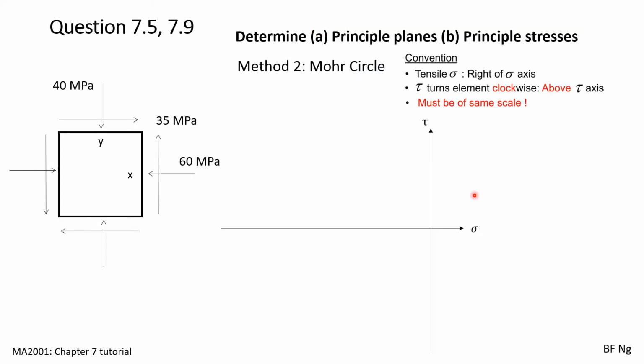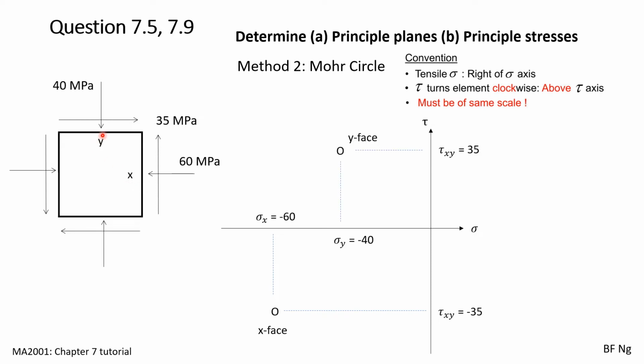We will now solve the problem using Mohr circle. These are the rules for Mohr circle. For the x phase of the element itself, the normal stress is compressive, and hence it will be on the left side of the y-axis, over here. The shear stress rotates the element anti-clockwise, and using this rule itself, the shear stress will be below the x-axis over here. It will be negative 35. As such, this is the point corresponding to your x phase.